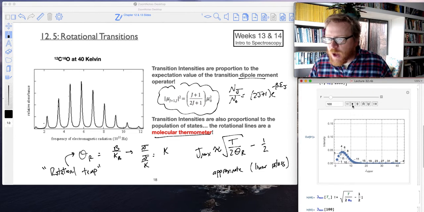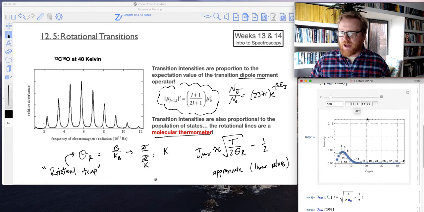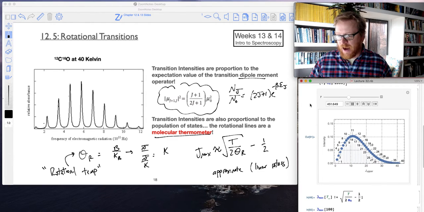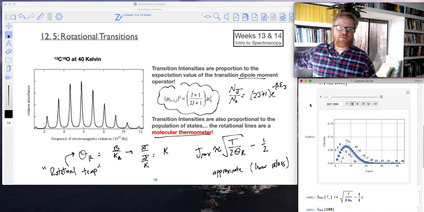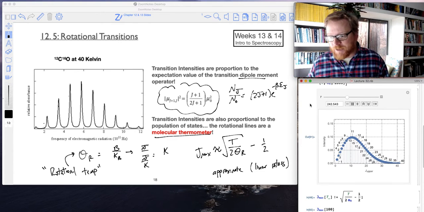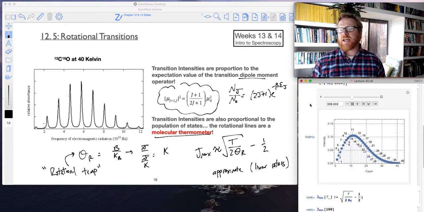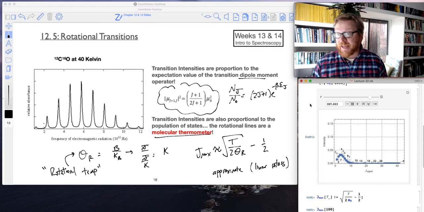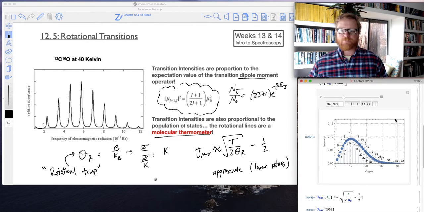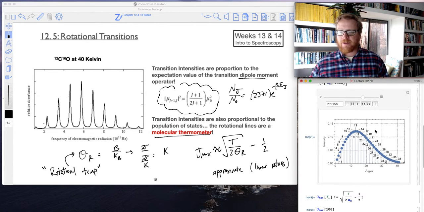And now if I push play on this and let it run through the different temperatures, you can see what happens as the temperature goes way up here. Lots and lots of J levels become populated as we get to a really high temperature. Okay, so this is what allows a rotational spectrum to be a molecular thermometer, which is really cool. Okay, so let's stop that. It moves quite slow on my computer here because of those labels. Okay, great. So now moving on.